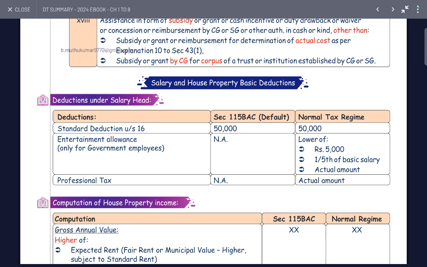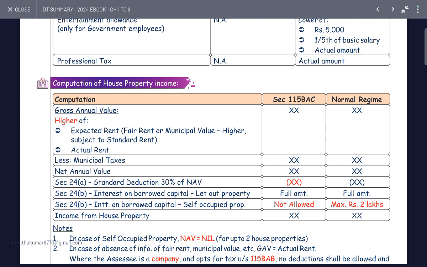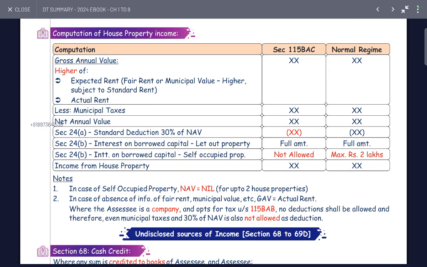Entertainment allowance is 5,000 or one-fifth of the salary or the actual amount, whichever is lower. Computation of house property income, as per section 115BAC and normal income: gross annual value is the higher of expected rent, fair value or municipal value, subject to the standard rent, or actual rent, whichever is higher. Minus municipal taxes gives the net annual value.